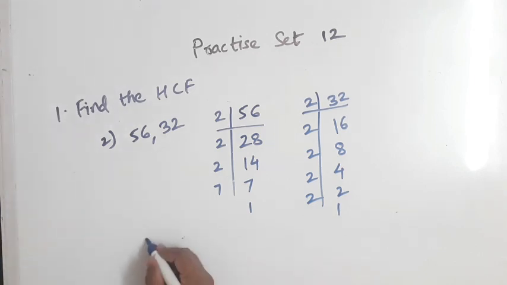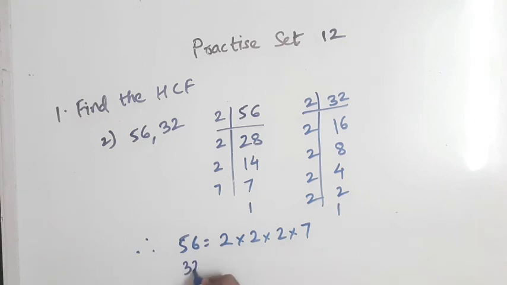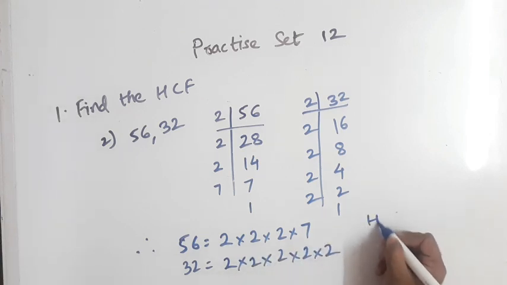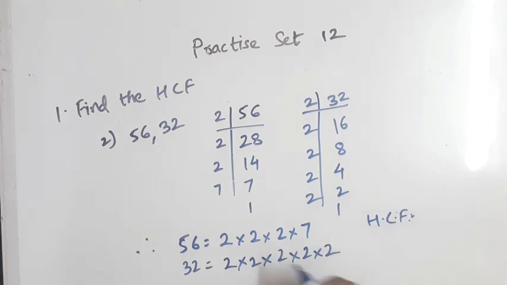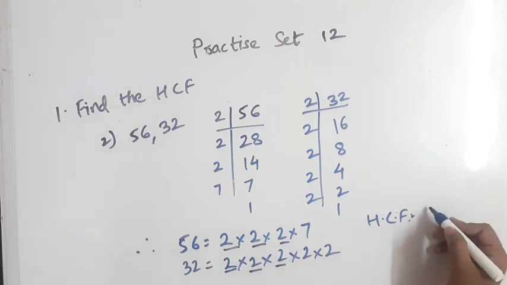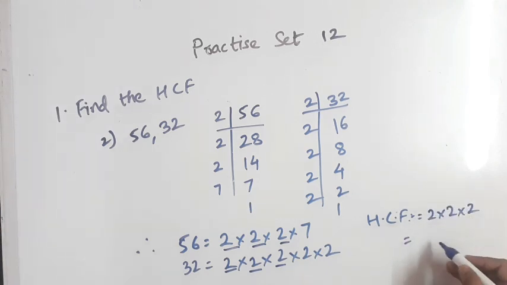Okay, therefore for 56 I'll write the factors 2 into 2 into 2 into 7 and for 32 I'll write the factors 5 times 2. Now I'll underline the common factors. The common factors are 3 times 2. So I'll write here 2 into 2 into 2, that is, the HCF of this is 8.